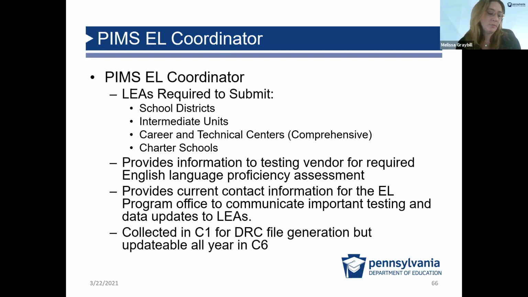This is a part of the C1 collection because we need the information to generate the file for DRC, but because we want to have real-time information for communicating with LEAs, this is updatable and is available all year in C6.